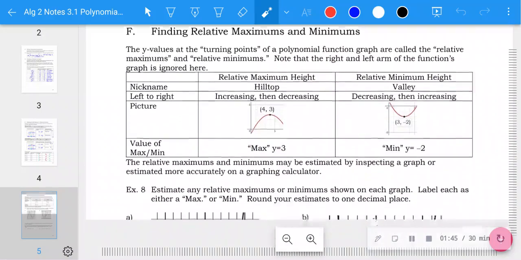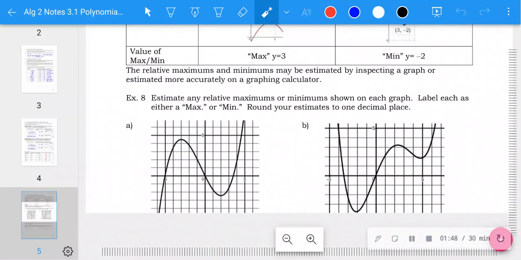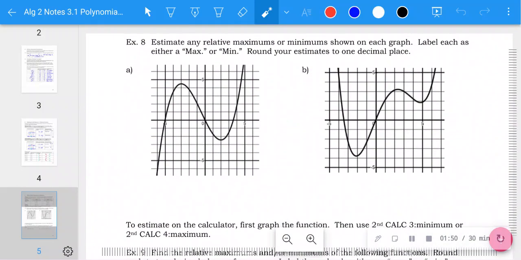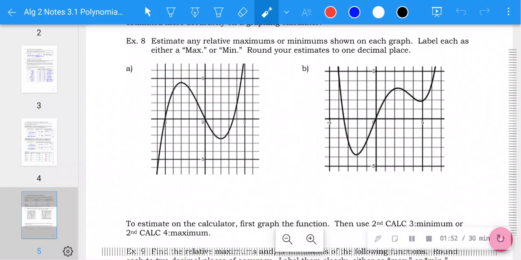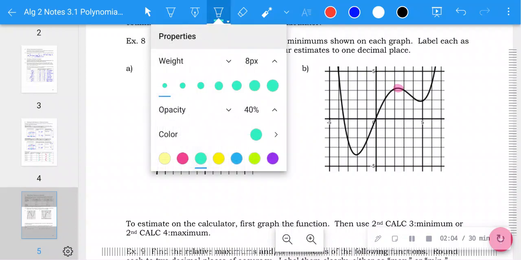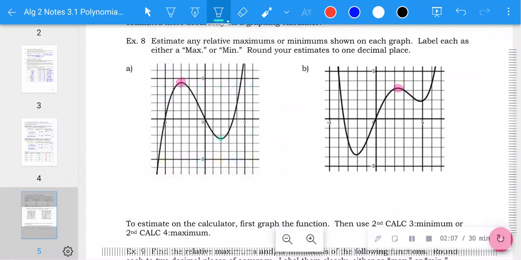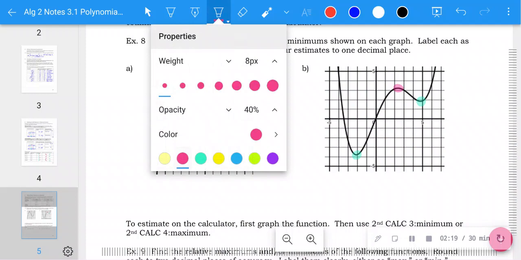Okay, so I'm going to give you an example where we can just, by inspection, estimate that max or minimum height. And I'm going to first of all highlight the maximums in pink here on those two examples. And I will highlight the minimums, the relative minimums, in kind of a blue-green color here, light aqua. And this last part, example B, has 2 relative minimums. All right, so let's find the maximums first.